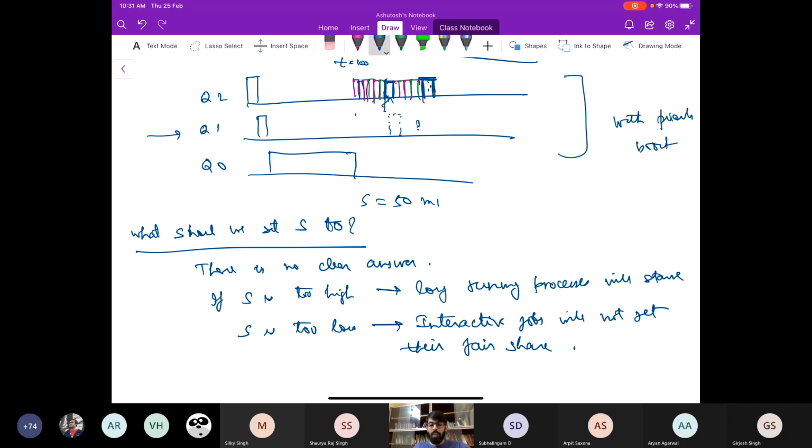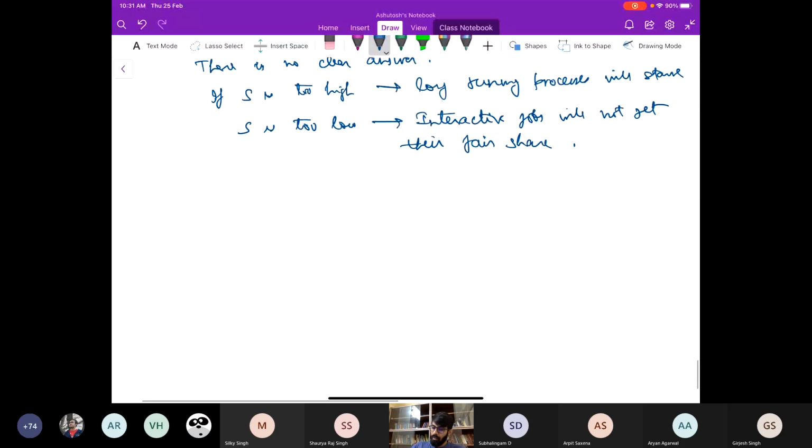Okay, but still we haven't solved the gaming problem. Suppose all long jobs started doing this sneaky business of releasing the CPU right before the time slice was up, right? So to solve that, what can we do? We can change the length of the time slice.